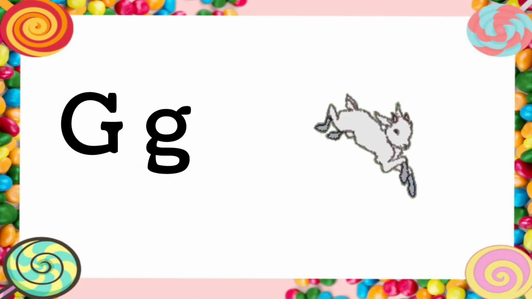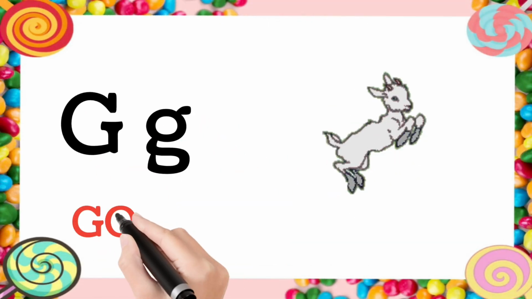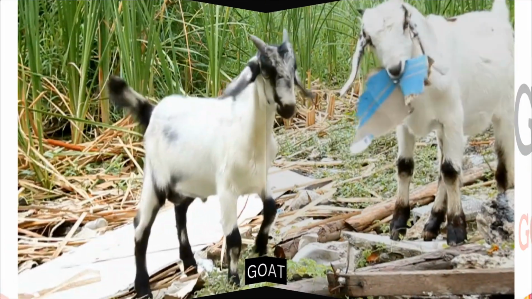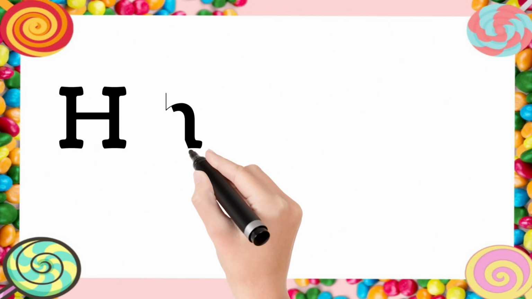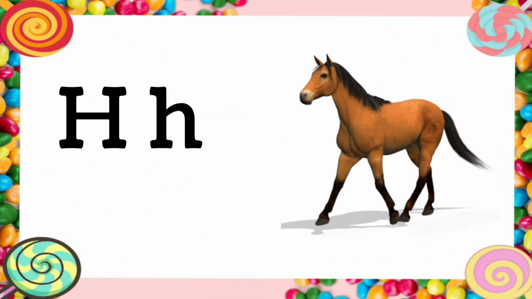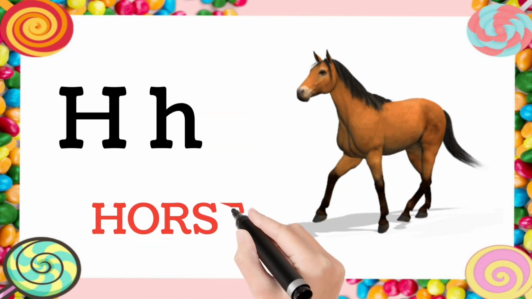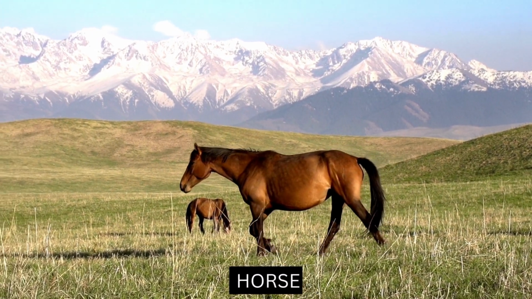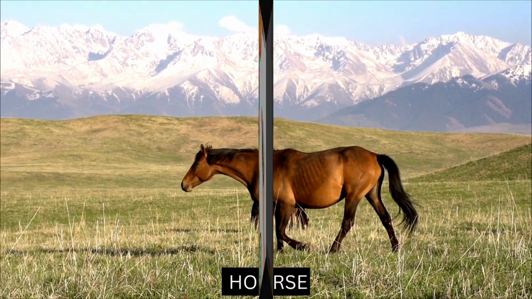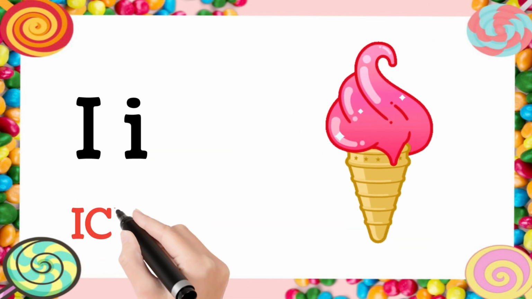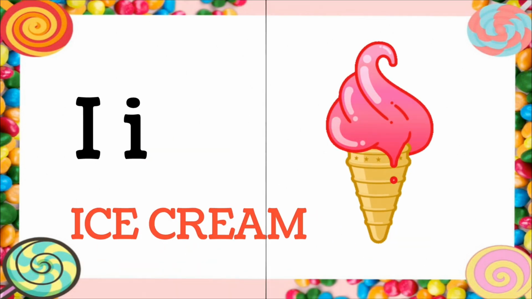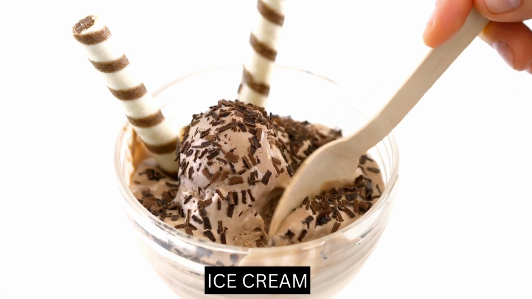G. G is for God. God. H. H is for horse. Horse. I. I is for ice cream. Ice cream.